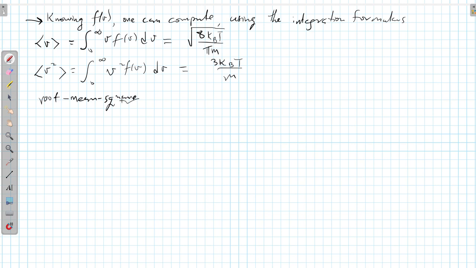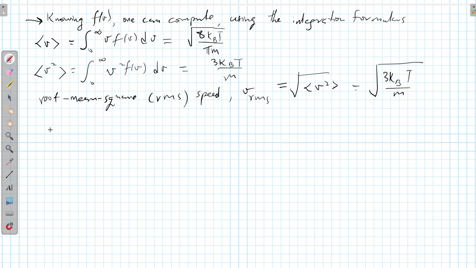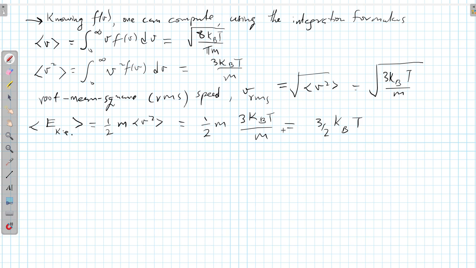The same goes for the root mean square, written RMS speed. V RMS will be the square root of the mean of V squared, so this is going to be the square root of 3 kBT divided by m. And also one can see from the average of V squared that the average kinetic energy is 1/2 m times the average of V squared. So this is going to be 1/2 m times 3 kBT divided by m, which is 3/2 kBT. This is a very nice result. You can see that the kinetic energy is directly proportional to the temperature.